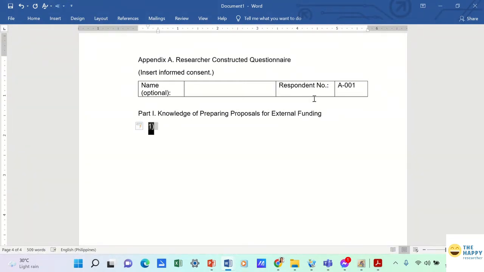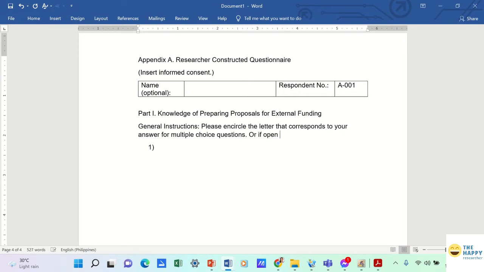A questionnaire is usually based on the objectives of the study. That's why I'm going back to the objectives and trying to make the questions. If we proceed with this study, we will be making our own questionnaire. It's a researcher-constructed questionnaire because we will use the data for making an intervention, a capacity building program for our faculty.